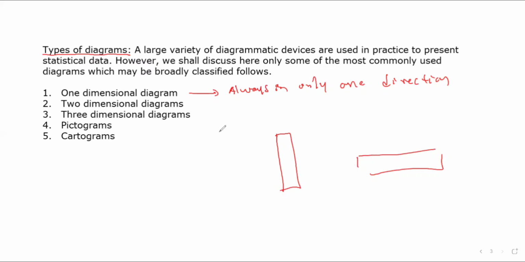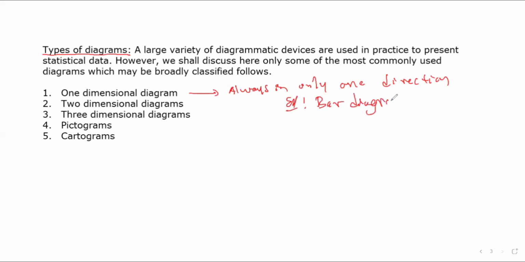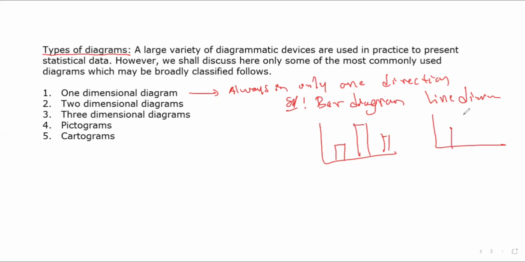Then diagrams can be two-dimensional. Sorry, I forgot to give the example for one-dimensional. For example, we have bar diagrams and line diagrams. Bar diagrams are what I think you have observed, such types of bars. This is what a bar diagram is. And line diagrams are like this. This is what a line diagram is.